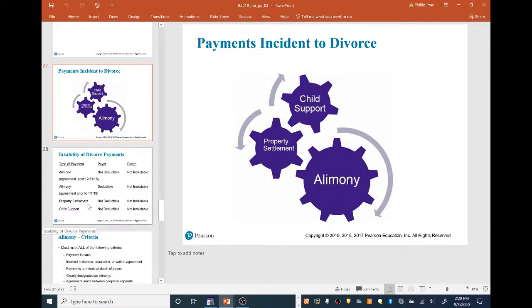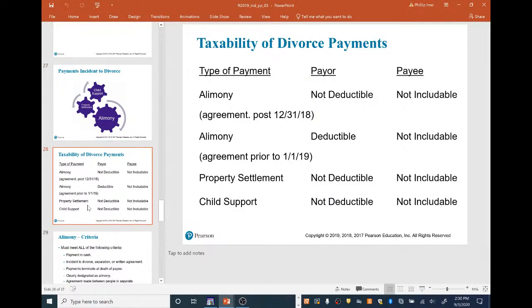So let's look a little bit right here. Taxability of divorce payments. On the left column we have the type of payment, in the middle we have the payer, and then the payee on the right hand side. The first type of payment is alimony, and this is going to be an agreement that is post 12/31/18. For the payer, it's not deductible on his or her return, and for the payee, the person receiving it, it's not includable in their tax return for income.